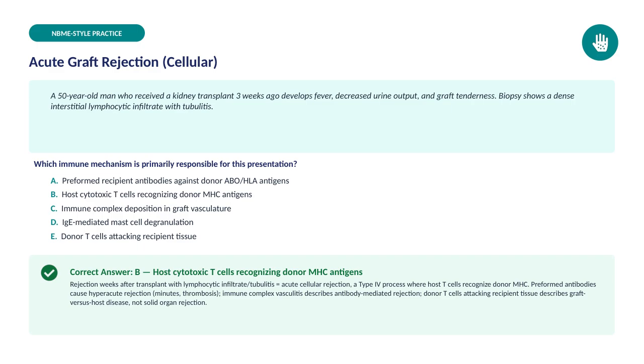It's important to differentiate this from other types of rejection. Hyperacute rejection happens immediately due to preformed recipient antibodies. Antibody-mediated rejection involves immune complex deposition. IgE-mediated reactions cause allergy-like responses. And graft versus host disease involves donor T cells attacking the recipient's tissues, which is not the case here. Understanding this mechanism helps guide appropriate treatment to prevent graft loss.